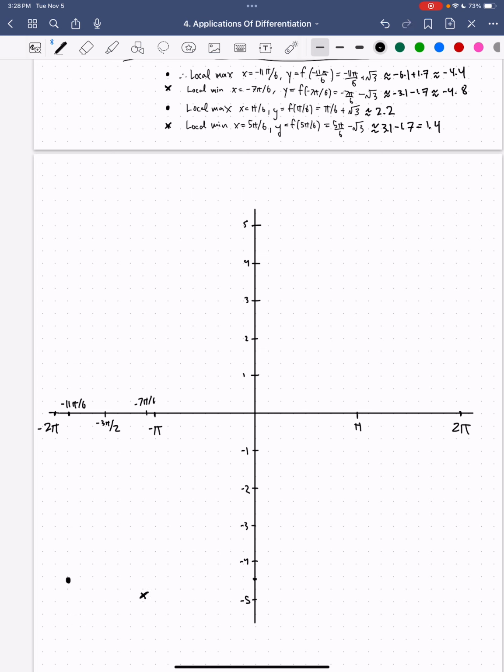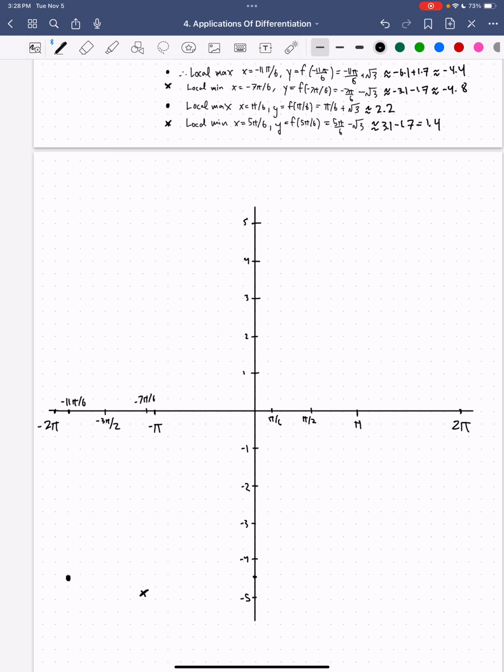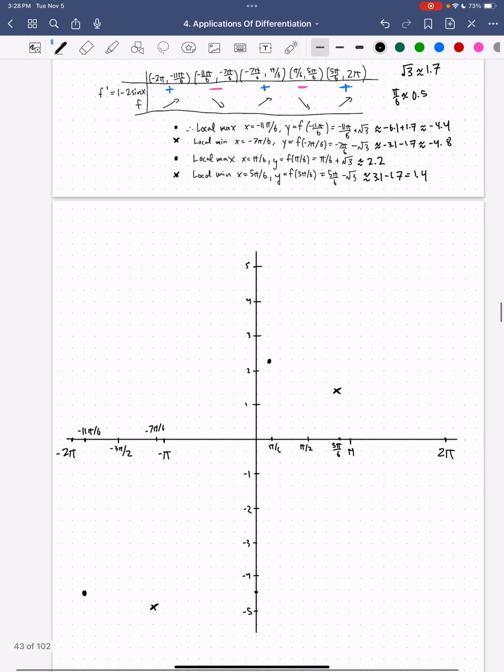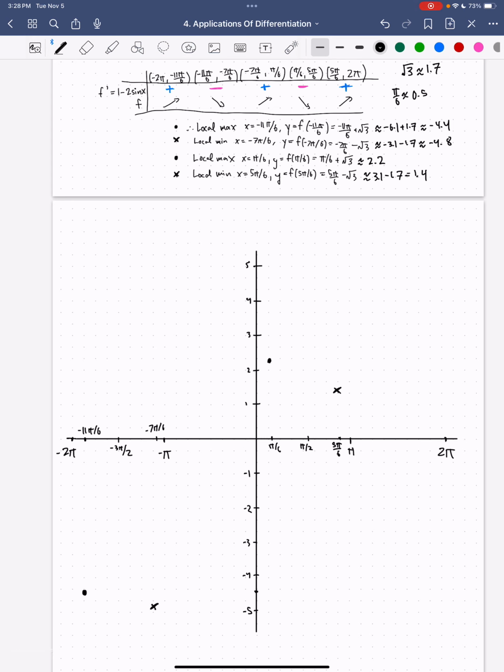So like here. Okay, then we had a local max at pi over 6, 2.2, and a local min at 5 pi over 6 and 1.4. So let's say there. And we already know based on the table how our function will behave between. We know that we're increasing and decreasing in certain intervals, but we also want to take into account the concavity.